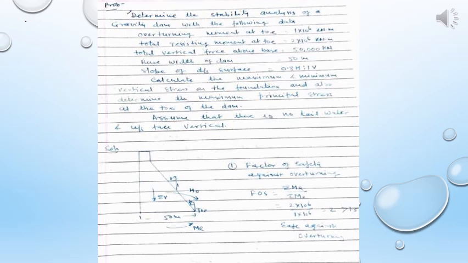The factor of safety against overturning is the summation of MR upon summation of MO or MD. Put in the values, and it comes out to 2. This is in between 2 and 3, so it is safe against overturning.